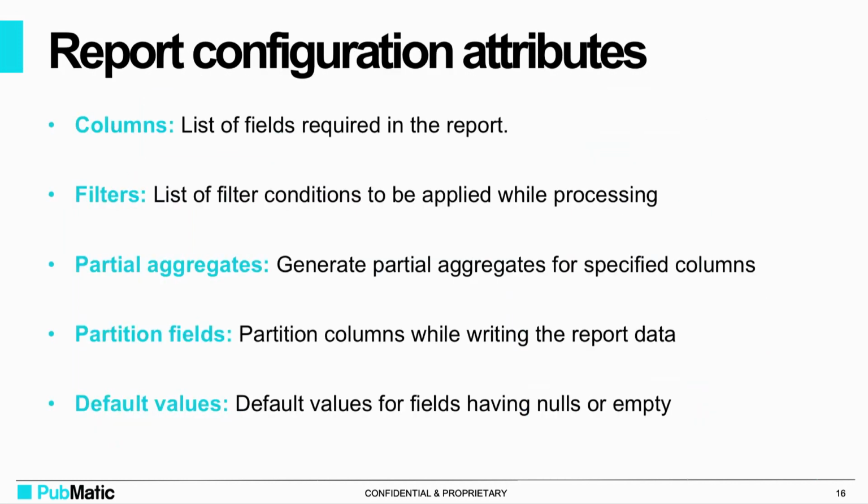The next step was to create a configuration for reports. If I were to use these columns to generate a report, I would just say, okay, I need these X columns. There needs to be some filter conditions. From the raw data, we would filter some data based on a logic, and that filter condition can be specified as, for example, publisher ID greater than 0.